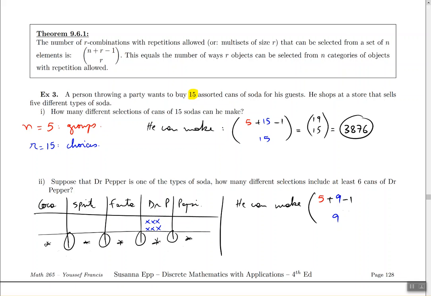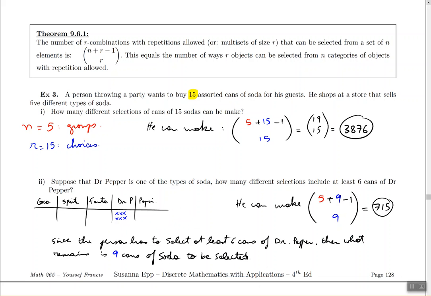Okay, so does that make sense? And the total is going to be 715. So again, it decreases because he's limited this time in his choices. He has to choose 6 Dr. Peppers. Okay, so again, the idea is, since the person has to select at least 6 cans of Dr. Pepper, then what remains is 9 cans of soda that have to be selected from the different options available at the store.